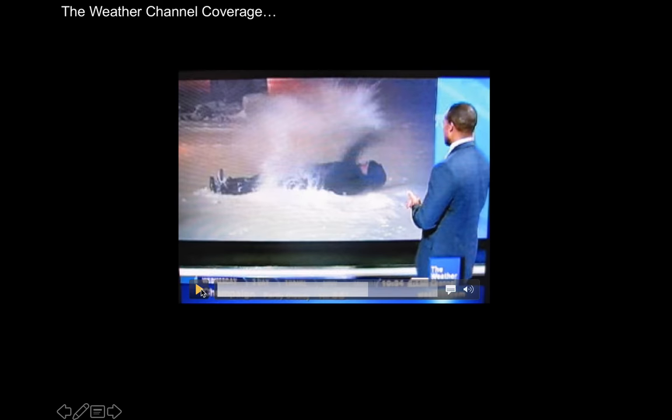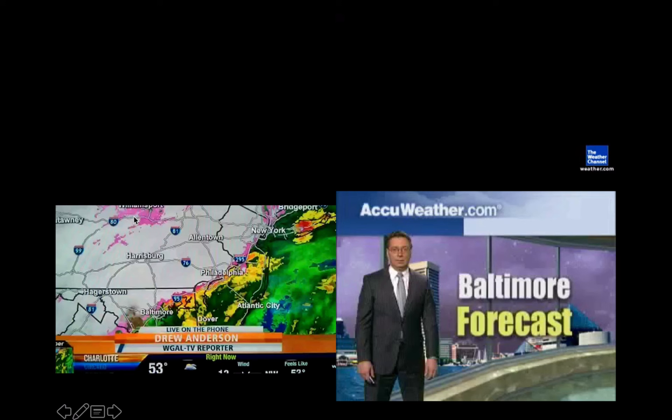All right, Mike Seidel taking it for the team. Okay, okay. Mike, what are you doing? That is not how you make a snow angel. You don't flip your arms up. Remember, your legs go back and forth, and your arms go back and forth. I don't know what the heck he's doing, but the Weather Channel usually does phenomenal coverage of these blizzards.